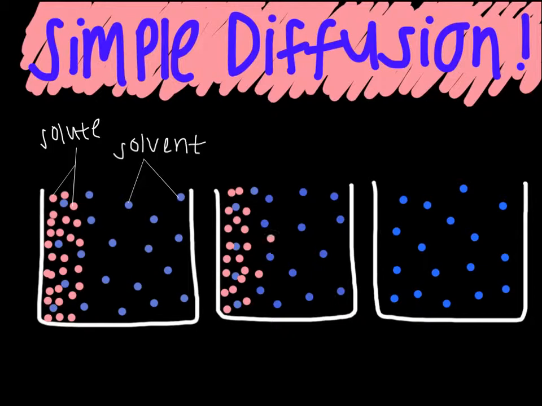Simple diffusion is the movement of all solutes across a selectively permeable membrane from high to low concentration until the solute is evenly distributed throughout the entire solution.